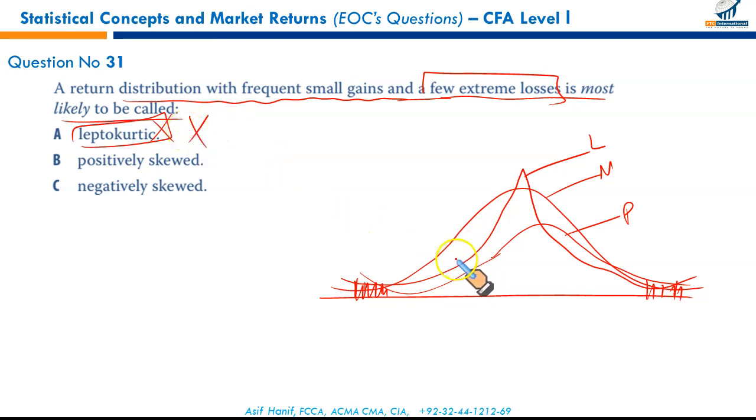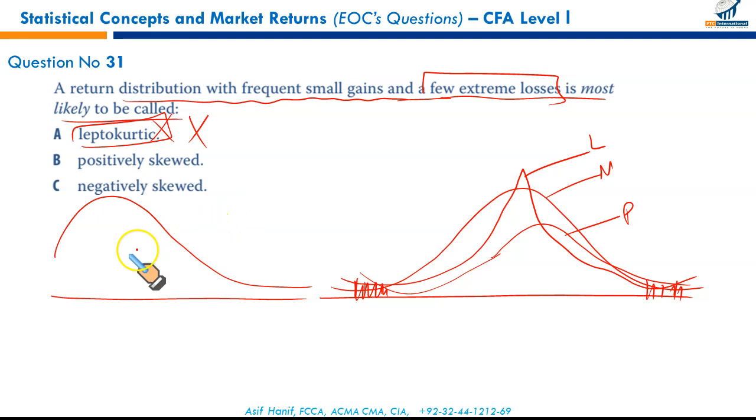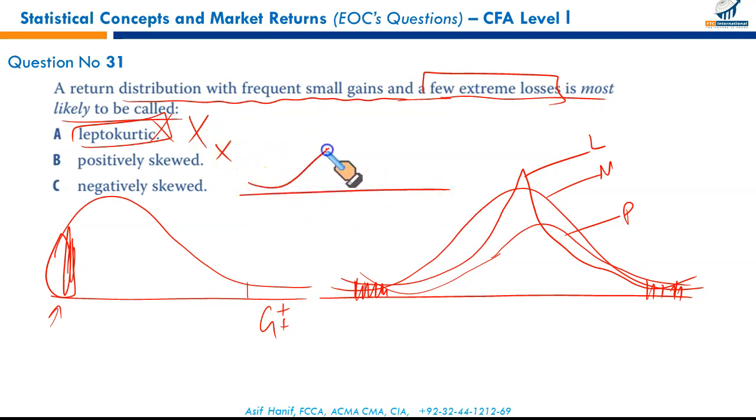Positively skewed. If it is positively skewed, it will have arrangement like this. A positively skewed has frequent small losses and few extreme gains. These are the gains, positive side. These are the extreme gains and frequent small losses. But we are looking for few extreme losses, so this again rules out positively skewed as well. Negatively skewed, yes, that makes sense. Negatively skewed is like this. Few extreme losses.